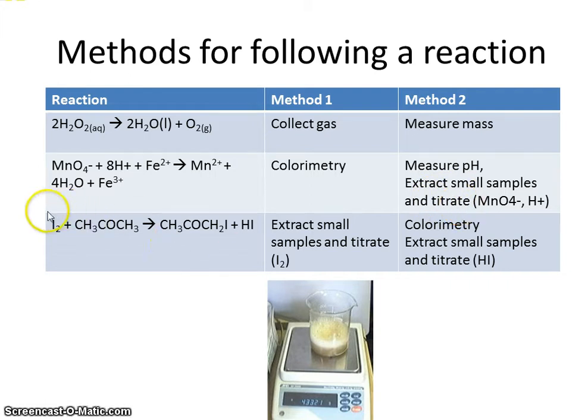And finally, the iodine and propanone reaction. Well, we talked about using titration of the iodine using sodium thiosulfate, and we mentioned, I think at that time, that you could also use colorimetry. One possible other method is that HI, the final product produced here, is acidic, and therefore you could imagine titrating that. So you may need to be fairly creative about the ways that you study these reactions.